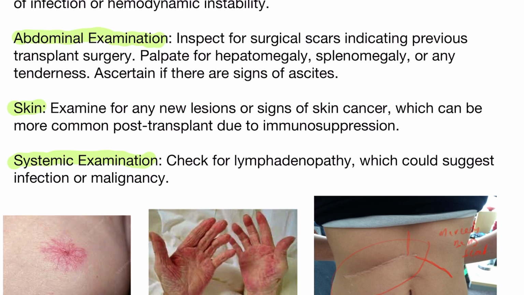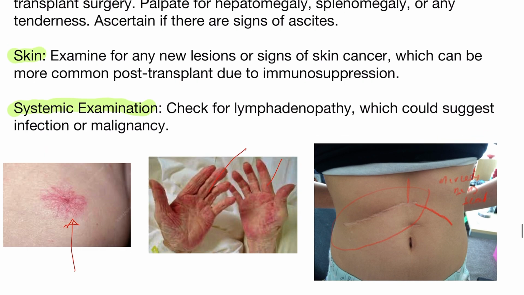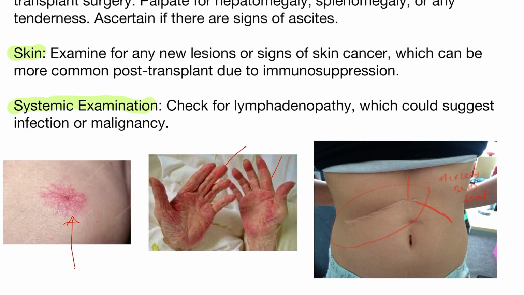Here you can see, once you do the examination of the skin, look for any new lesions or signs of skin cancer, which are more common post-transplant due to immunosuppression. So here we can see some palmar erythema, and this is spider nevi. So look for these whenever you come across a liver transplant case. And after that, in the systemic examination, check for any lymphadenopathy, which could suggest infection or malignancy.